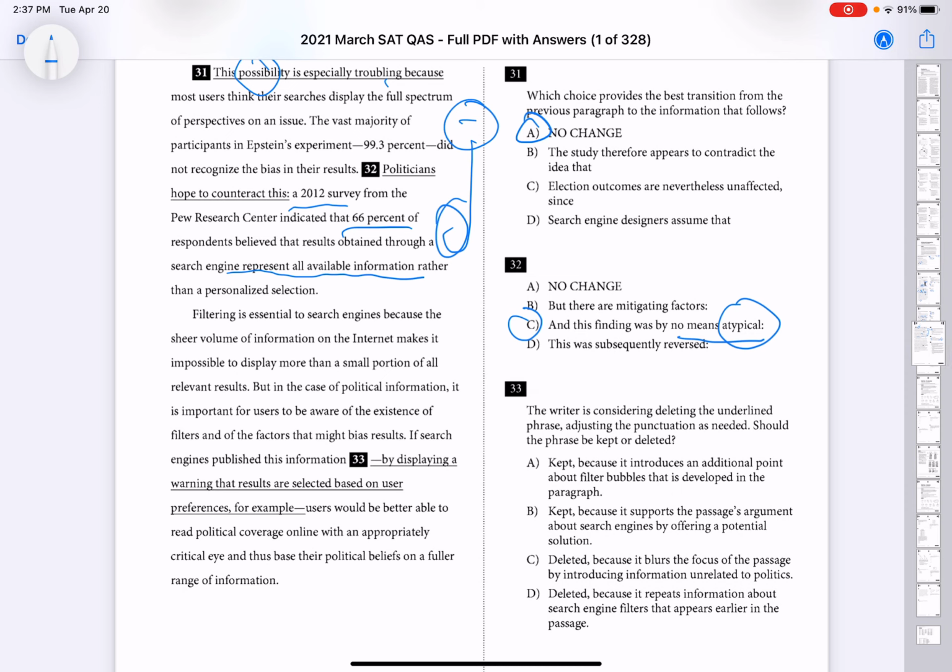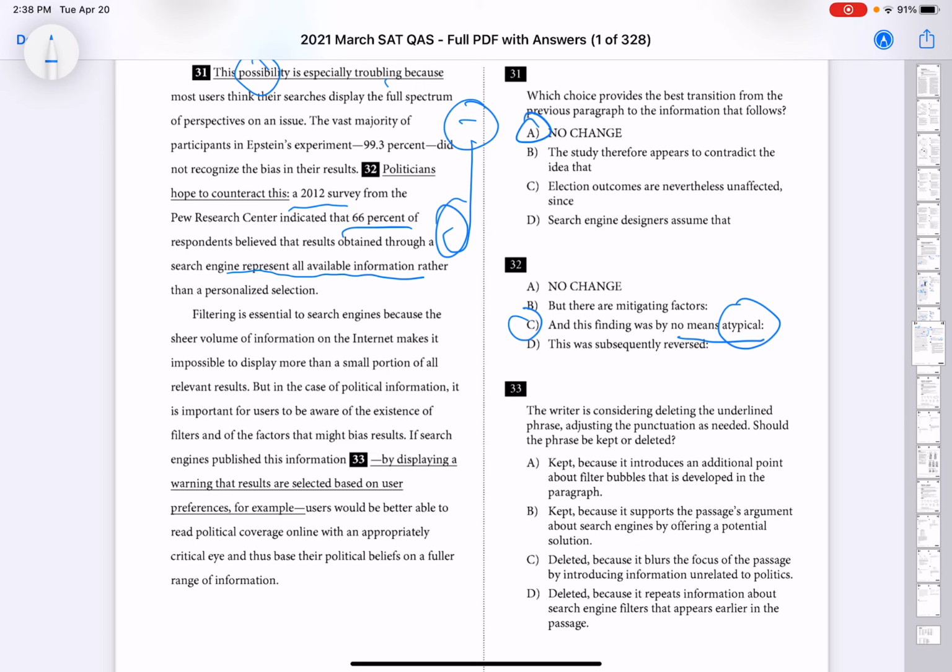Filtering is essential to search engines because the sheer volume of information on the internet makes it impossible to display more than a small portion of all relevant results. But in the case of political information, it is important for users to be aware of the existence of filters and of the factors that might bias results. If search engines publish this information by displaying a warning that results are selected based on user preference, for example, users would be better able to read political coverage online with appropriately critical eye and thus.